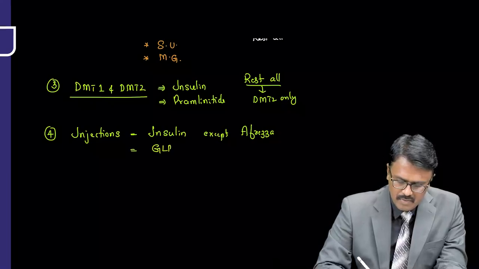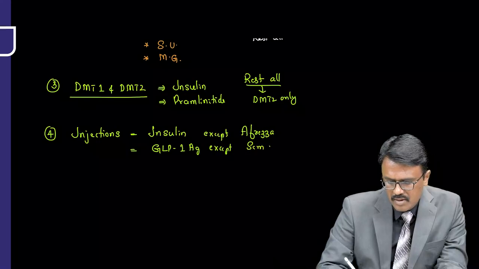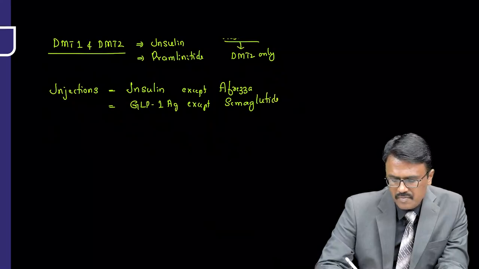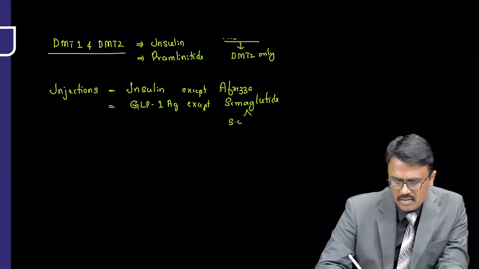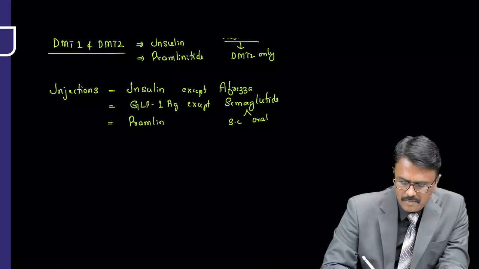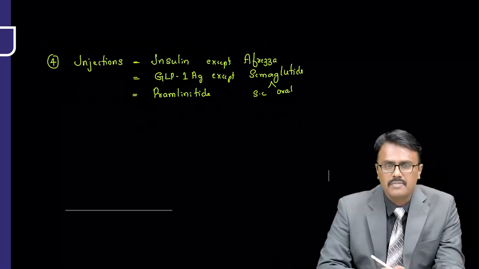Then GLP-1 agonist, except what? So it is semaglutide. Semaglutide, you need to understand, it is given as injection as well as oral. That is a specialty. And the drug is pramlintide. So that is the fourth point.